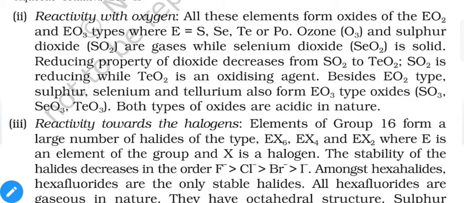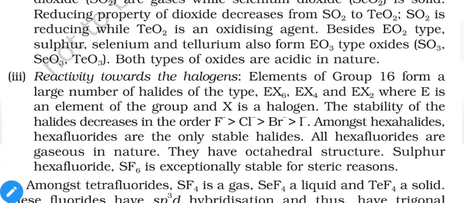Besides EO2 type, sulfur, selenium and tellurium also form EO3 type oxides, SO3, SeO3 and TeO3. Both types of oxides are acidic in nature. Now the reason of these oxides being acidic in nature is these elements are usually not as electropositive as the other members or other remaining group elements. That means these are comparatively electronegative elements throughout the group. Only the last element is metallic in nature. That's why it shows basic oxide.